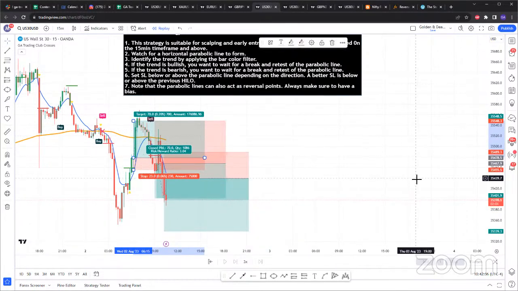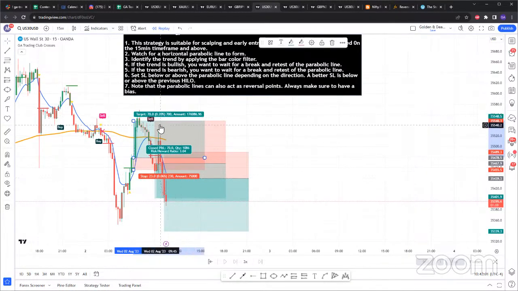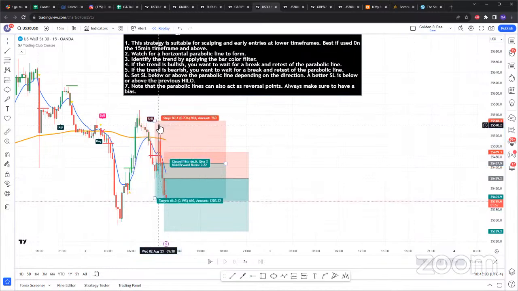So you want to just make sure you know what your retest candle is, how far your retest candle is from the parabol, and then just start mentally calculating or preparing your trade.